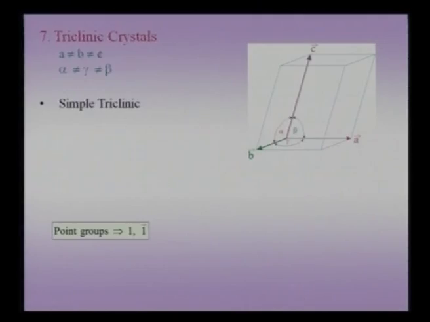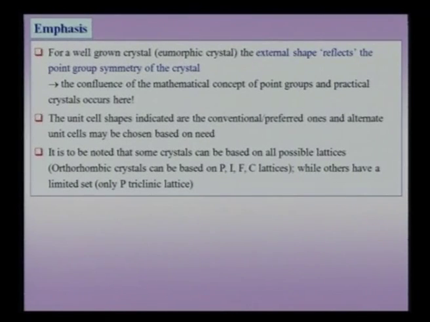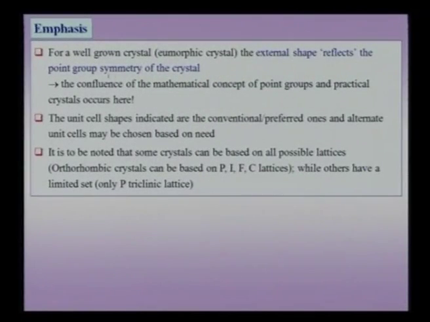So we have slowly gone through the 7 crystal systems. We have briefly outlined the symmetry, the preferred unit cell and the lattices which belong to these 7 crystal systems, and more importantly, when we especially discussed the cubic crystal, we noted the connection between the shape of the crystal and the internal symmetry present in the crystal. This is what is written in the first sentence here. The external shape reflects the point group symmetry of the crystal, and this is a confluence of the mathematical concept of point groups and the practical concept of shape of crystals.